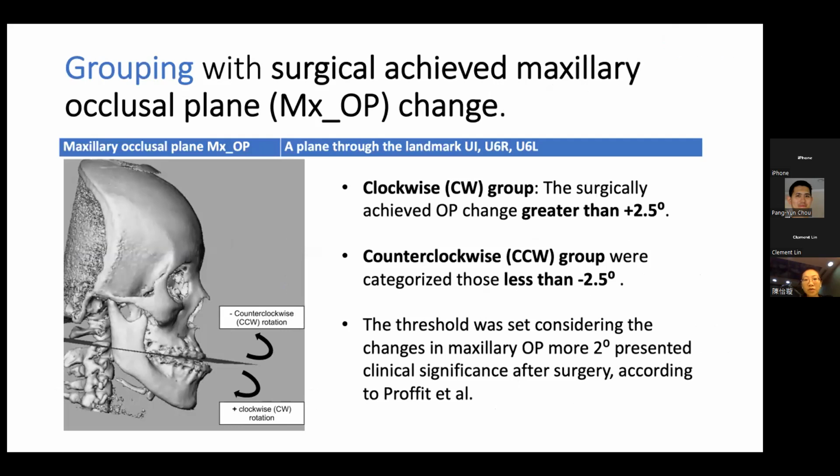Then after we calculate all these measurements, we will do the grouping by the surgically achieved maxillary occlusal plane changes. We use a threshold of maxillary occlusal plane change of more than 2.5 degrees for clockwise and counterclockwise rotations. So the clockwise group is defined as a surgically achieved occlusal plane change of more than 2.5 degrees, and the counterclockwise rotation group is those less than minus 2.5 degrees.